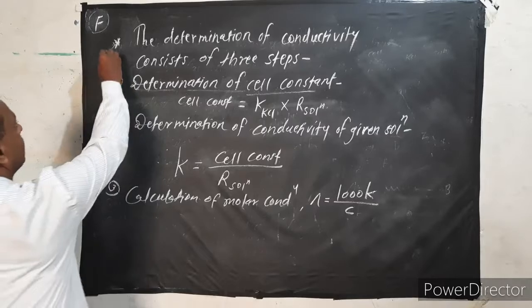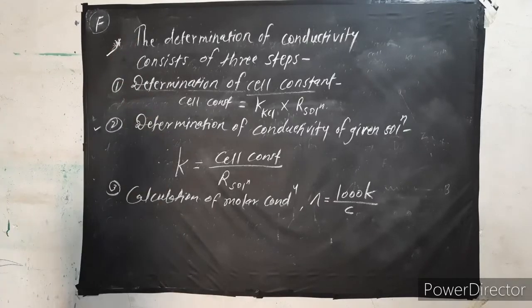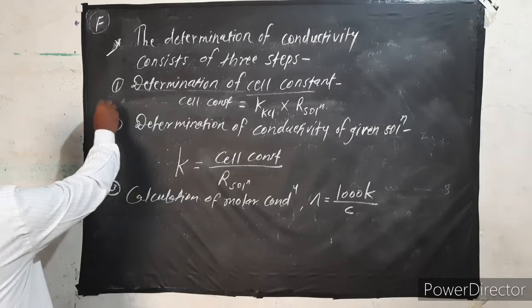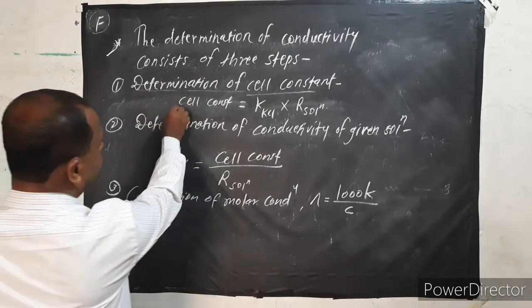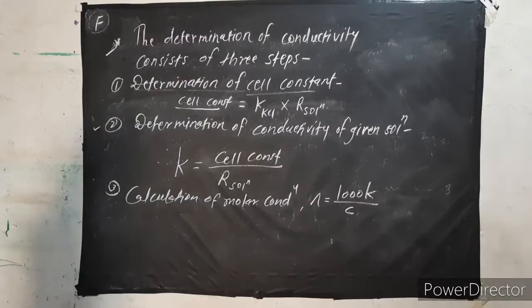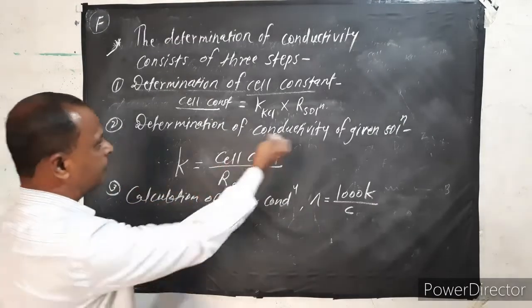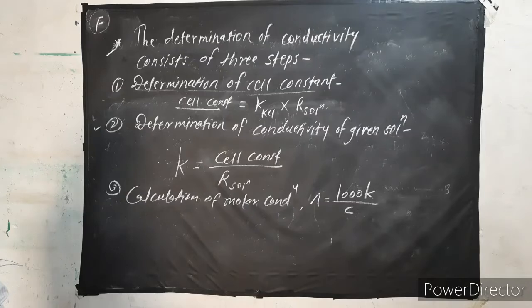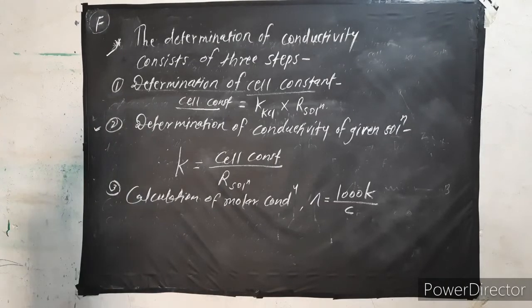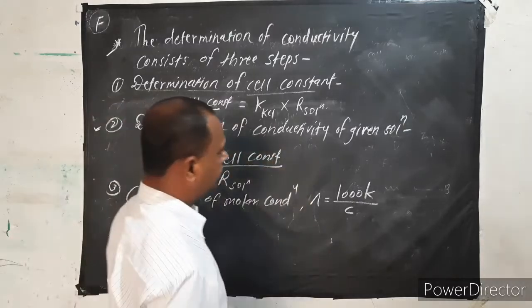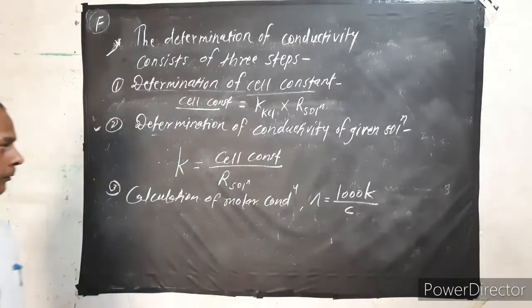Now we see this point. The determination of conductivity consists of 3 steps. We have already seen the 3 steps. The first step is the determination of cell constant. Learn this point: the cell constant is determined by using the Wheatstone bridge principle. The second step is the determination of conductivity of the given solution.